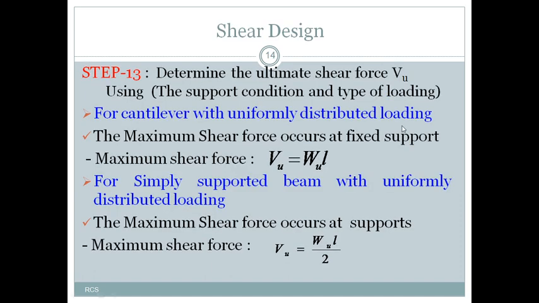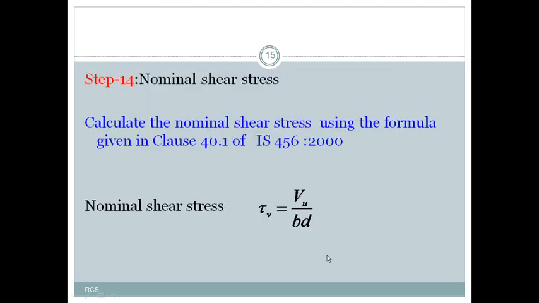This formula, that is Vu equal to wL by 2. After obtaining this Vu, we have to calculate the nominal shear stress, and this value can be calculated by using IS 456 clause number 40.1.1. That is, nominal shear stress τv is equal to Vu by bd. Already we have calculated Vu, the factored shear force, and b is the width of the beam, and small d is the effective depth of the beam. Based on that we can calculate the nominal shear stress.